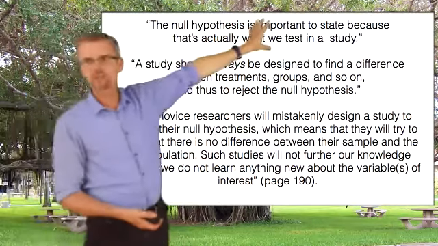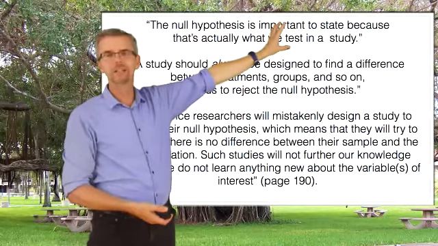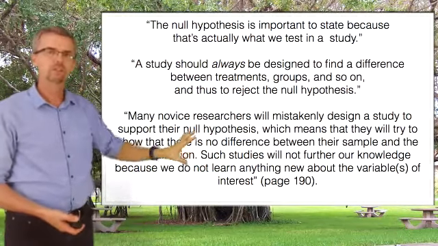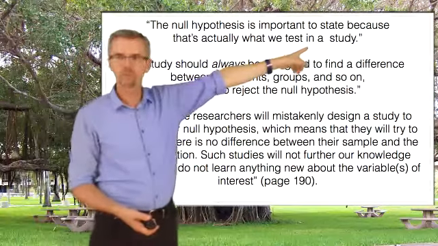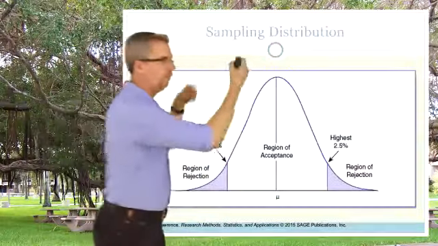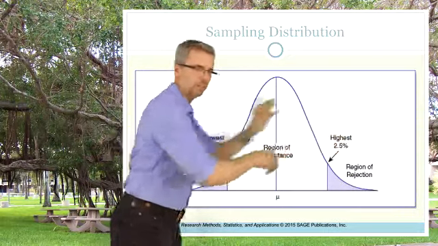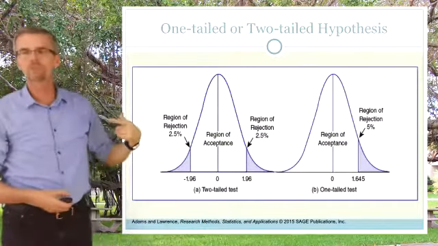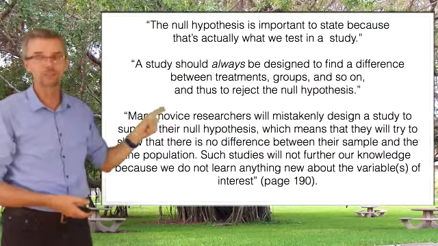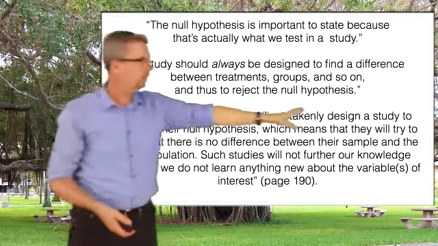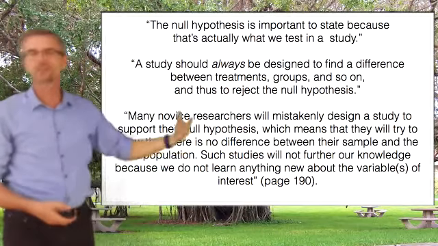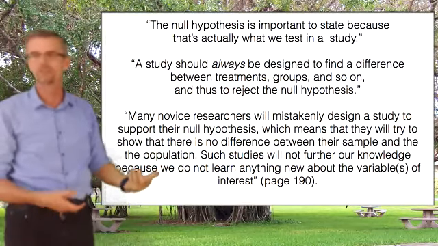You state the null hypothesis based on what you're testing, but then you actually design the study to try and disprove what you're testing. So you're testing this, but you're designing a study to try and fall in the regions of rejection, either one-tailed or two-tailed. So many novice researchers will mistakenly design a study to support their null hypothesis, which means they will try to show that there is no difference between their sample and the population. Such studies will not further our knowledge because we do not learn anything new about the variables of interest.